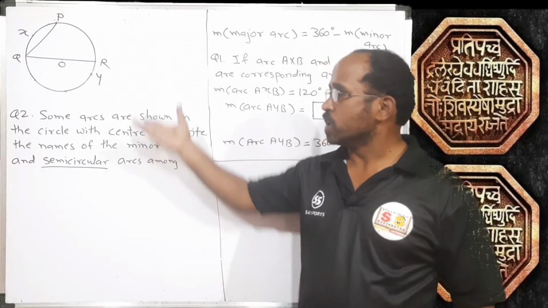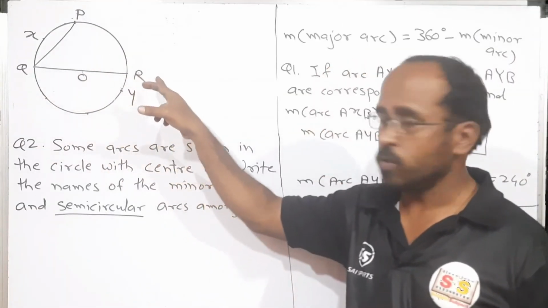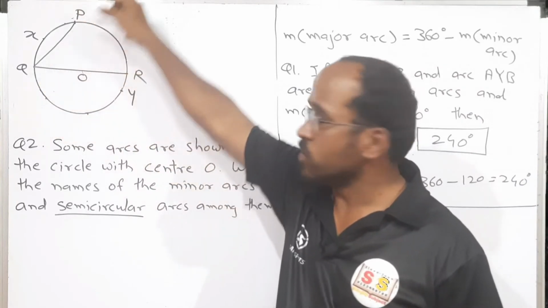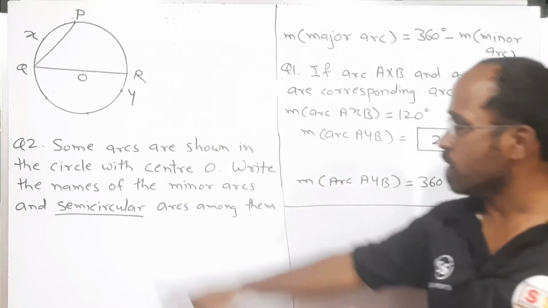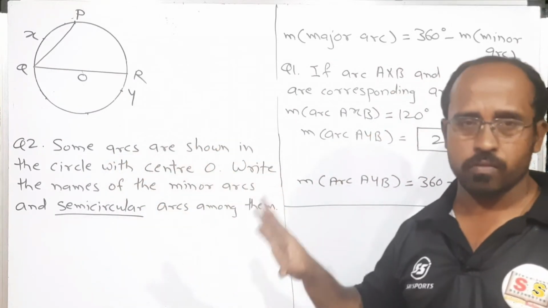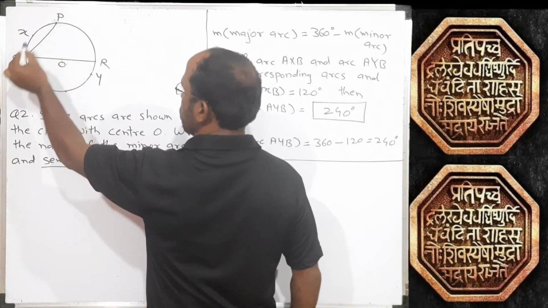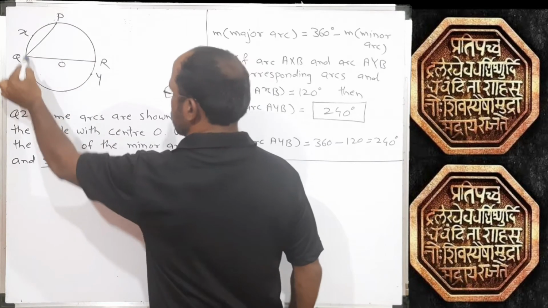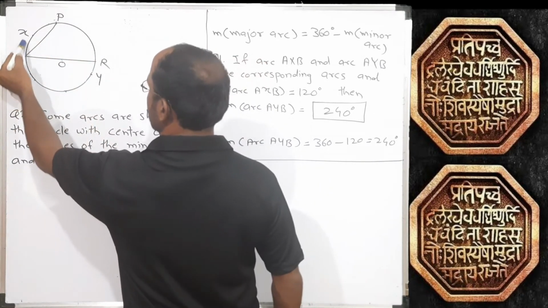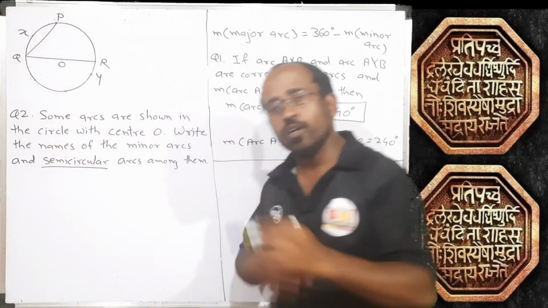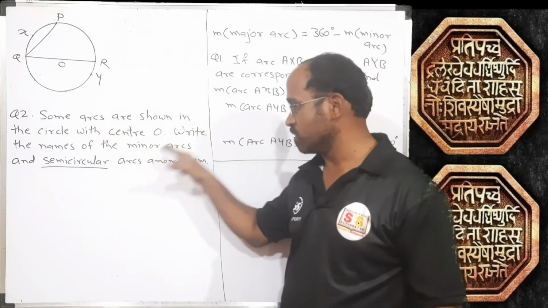Question number 2 is based on the figure. One circle is drawn, one diameter is shown, chord PQ is drawn, so angle PQR is created. Here is point X, here is point Y. What information is given? Some arcs are shown in the circle with center O. In this circle there are various arcs, from this point to this point, and so many arcs are there.